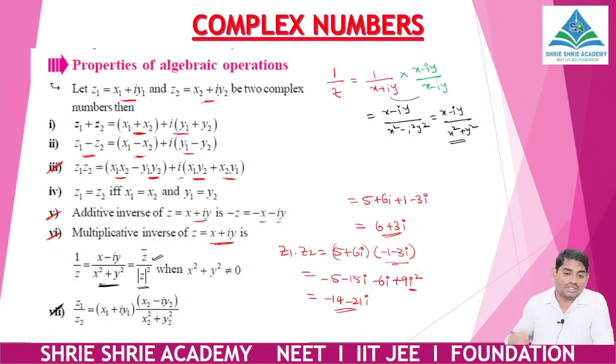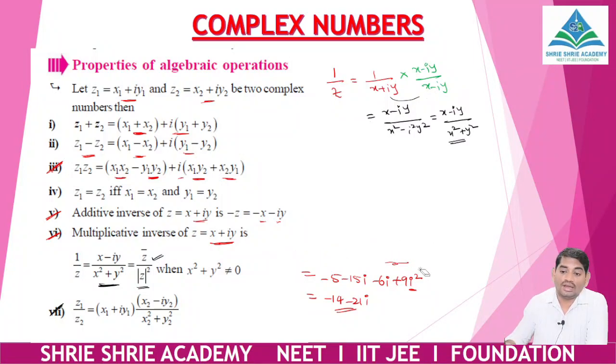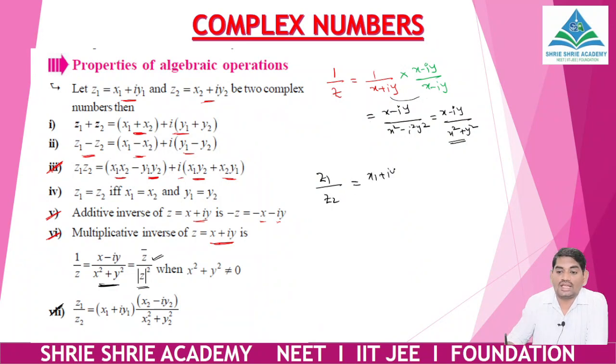Then let me explain the seventh property, z1 by z2. z1 is x1 plus iota y1, and z2 is x2 plus iota y2. Here also we are not able to directly separate the real parts and imaginary parts. So here also we take the conjugate. z1 divided by z2, where z1 is x1 plus iota y1 and z2 is x2 plus iota y2. So what is the conjugate here?